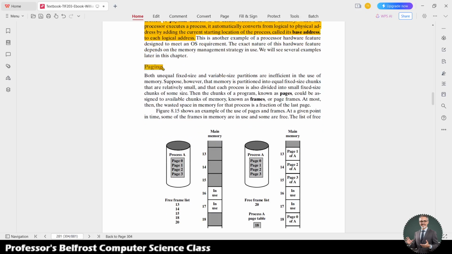Next, we have the term paging. So, memory is partitioned into equal fixed size chunks that are relatively small, and each process is also divided into small fixed size chunks or subsets. And then the chunks of the program, known as pages, could be assigned to appropriate chunks of memory known as frames or page frames. Okay.